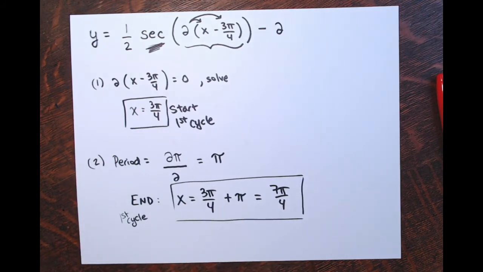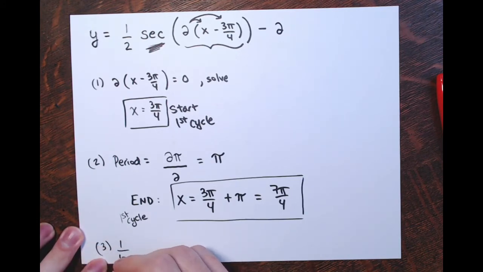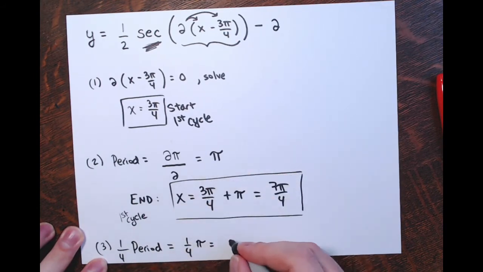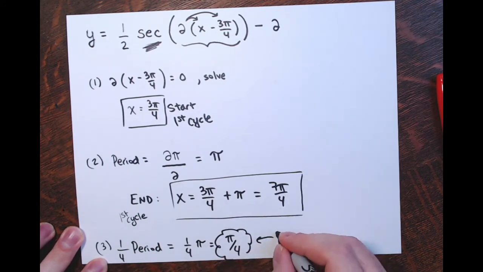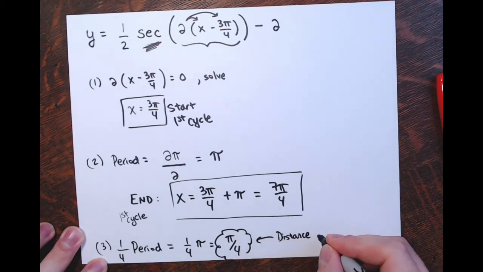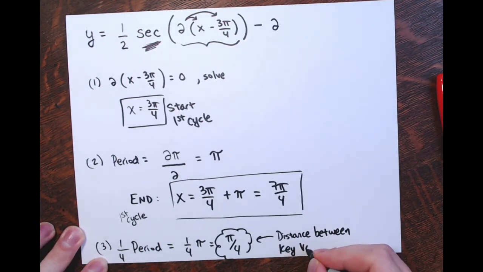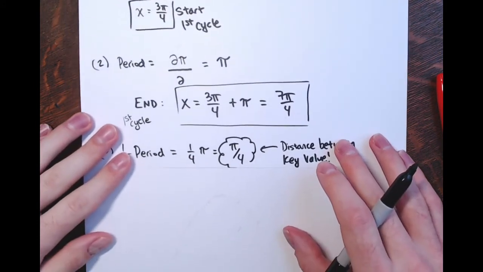All right, now I'm going to take this one cycle, this one period, and find all these other key values by taking the period and breaking it into quarters. So what's a quarter of the period? That's a quarter of pi, which is just pi over 4. This is, again, going to be the distance between each key value on the x-axis. I've said this before. I've done this in the previous 3 videos now, or whatever, on graphing trig functions.